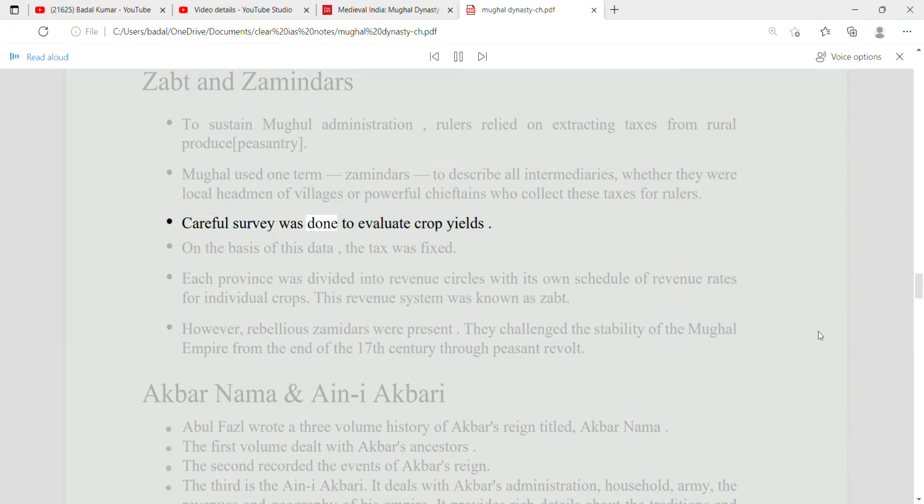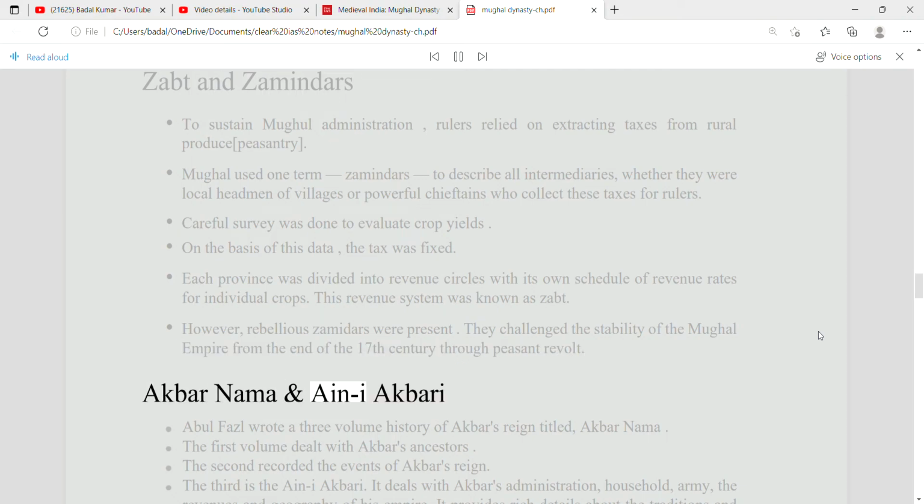Careful survey was done to evaluate crop yields. On the basis of this data, the tax was fixed. Each province was divided into revenue circles with its own schedule of revenue rates for individual crops. This revenue system was known as Zabt. However, rebellious Zamindars were present. They challenged the stability of the Mughal Empire from the end of the 17th century through peasant revolt.